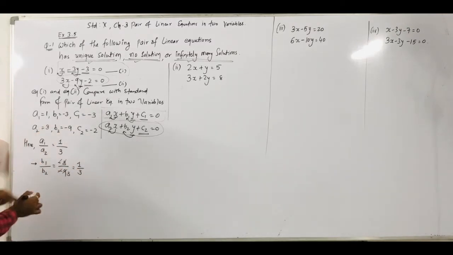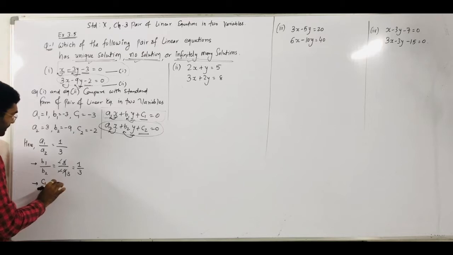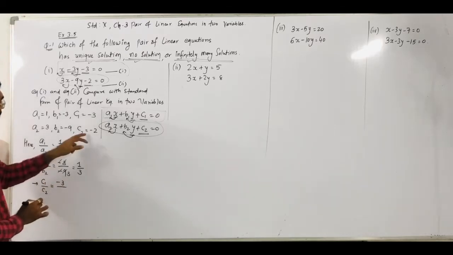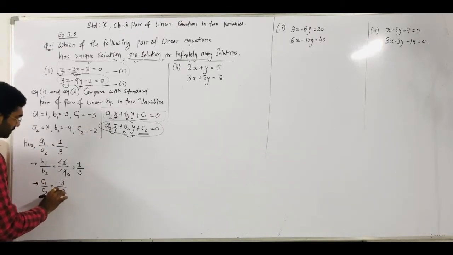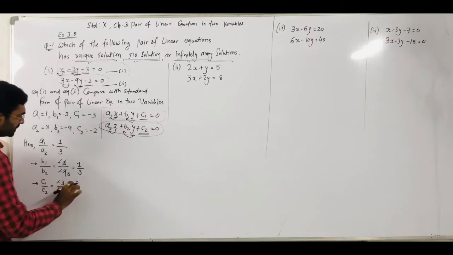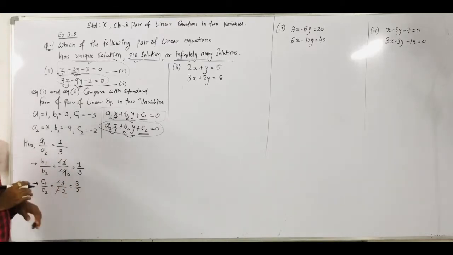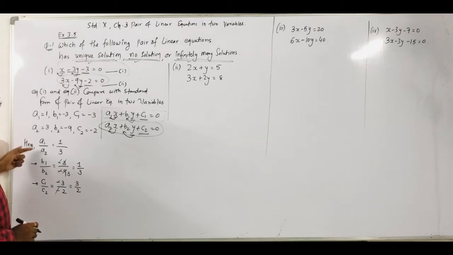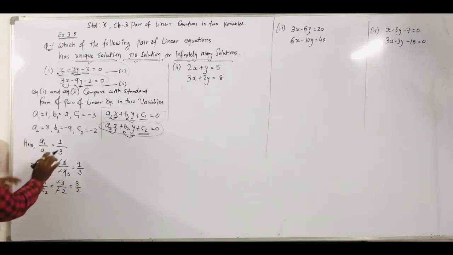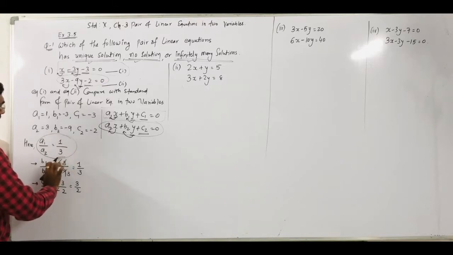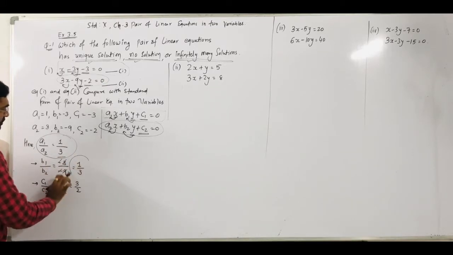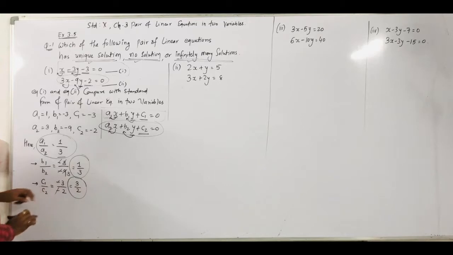Right? The C1 upon C2 value we have to find. C1 value is what? Minus 3. C2 value is what? Minus 2. So the minus signs cancel out, and we get 3 by 2. Right? So after comparing the 3 ratios, what can we conclude? The A1 upon A2 ratio is 1 by 3, the B1 upon B2 ratio is 1 by 3, and the C1 upon C2 ratio is 3 by 2.